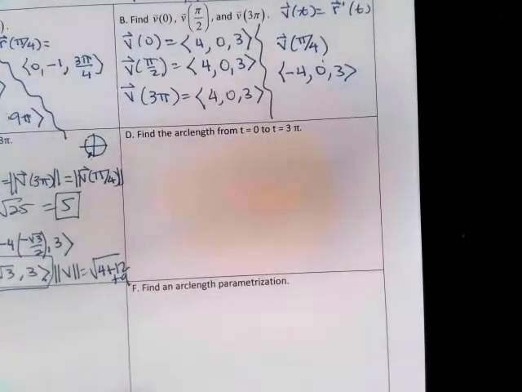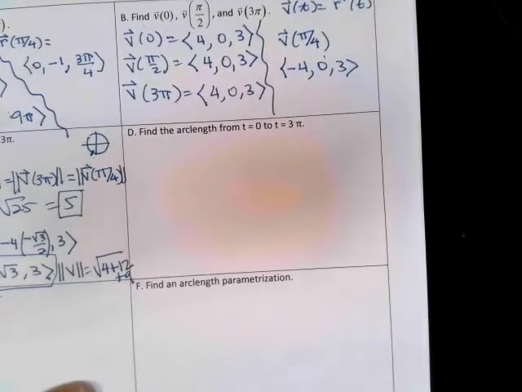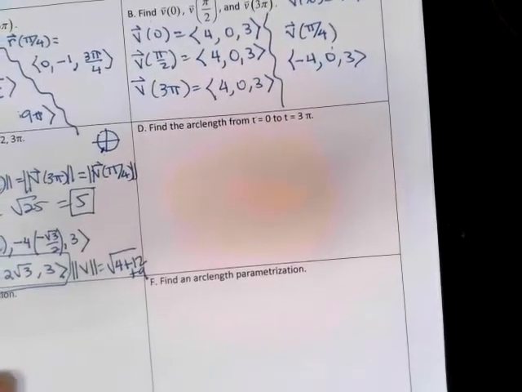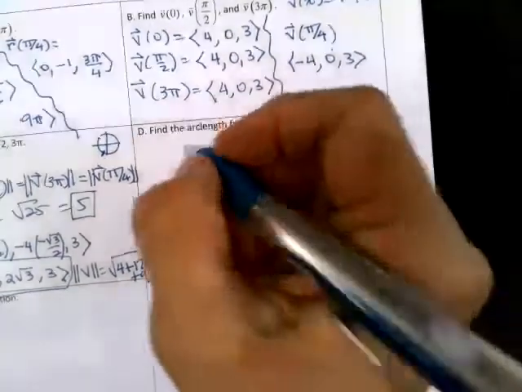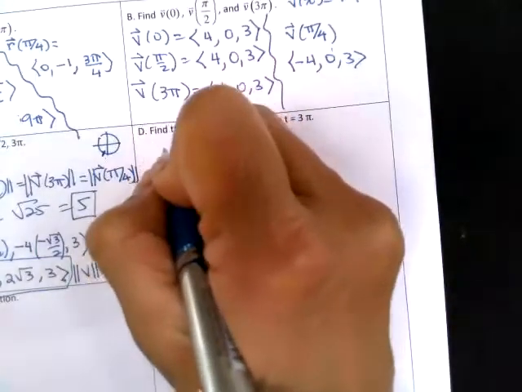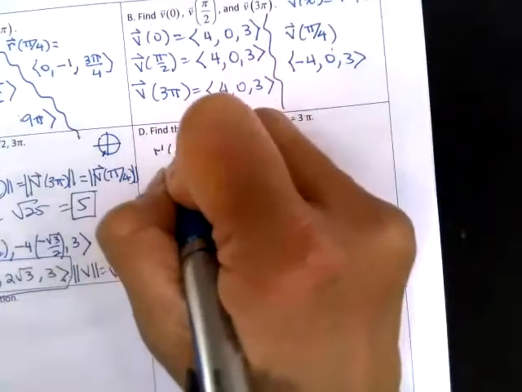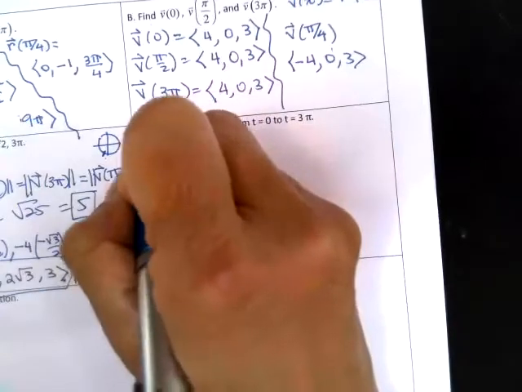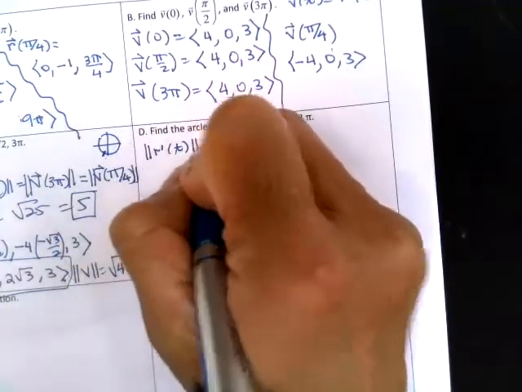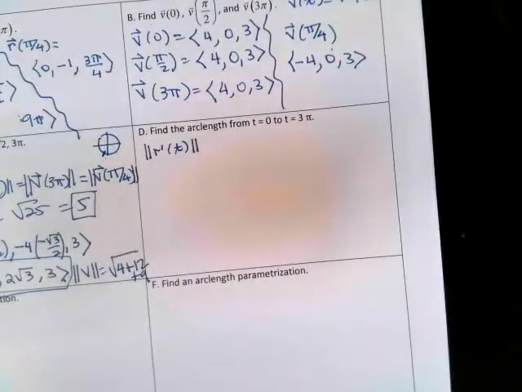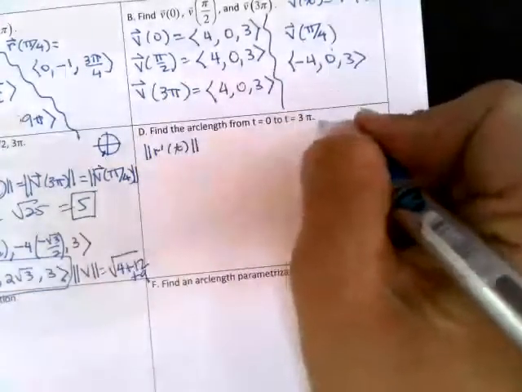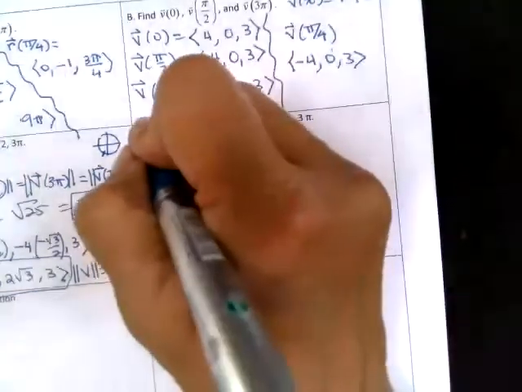All right, so arc length, finally. 11 minutes in, I said I'd tell you about arc length. Here we go. So how do we find the arc length again? All right, so we want to find r prime of t, find that length, velocity, right? And then we're going to integrate that from 0 to 3 pi.